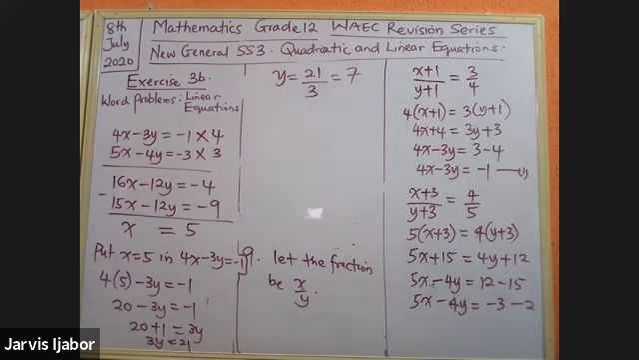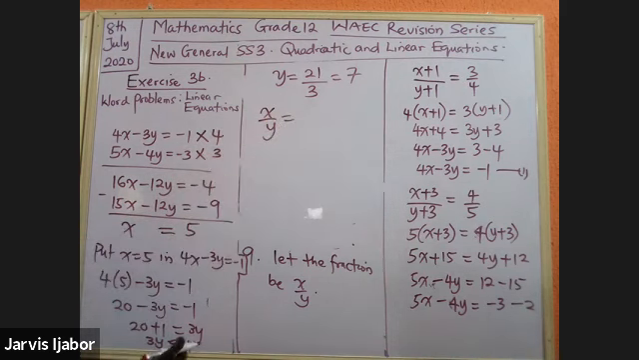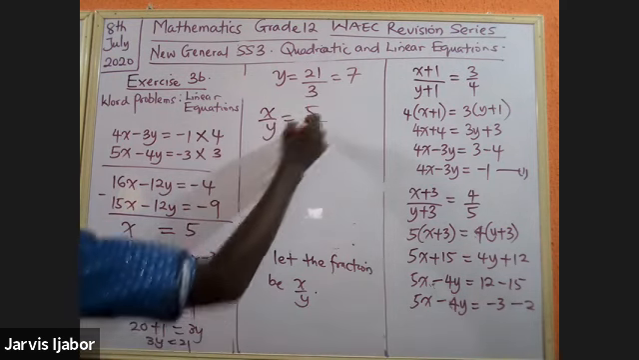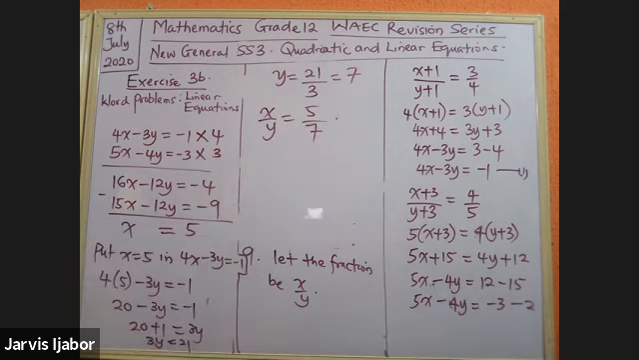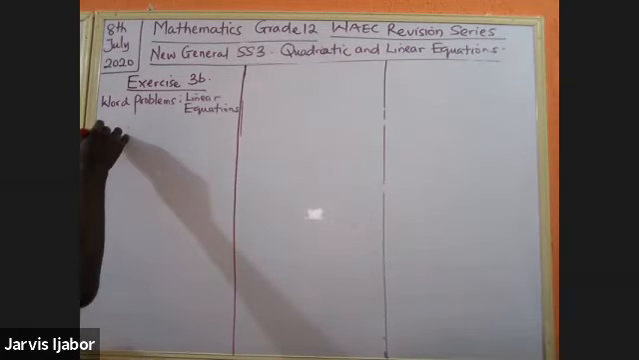Now, the question says find the fraction. The fraction is x over y. So x over y will now be equal to what? 5 over 7. So the fraction we're looking for is going to be what? 5 over 7. Let's give us a little time. We'll be going to question 10 now.